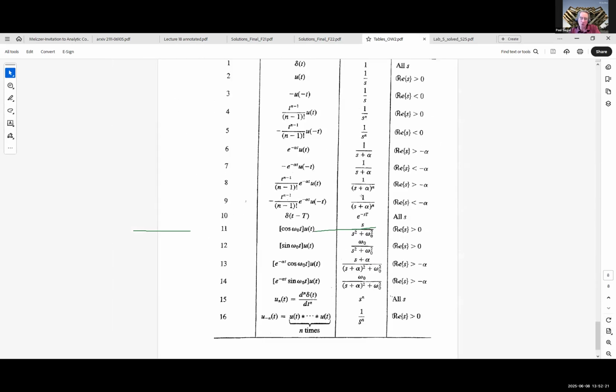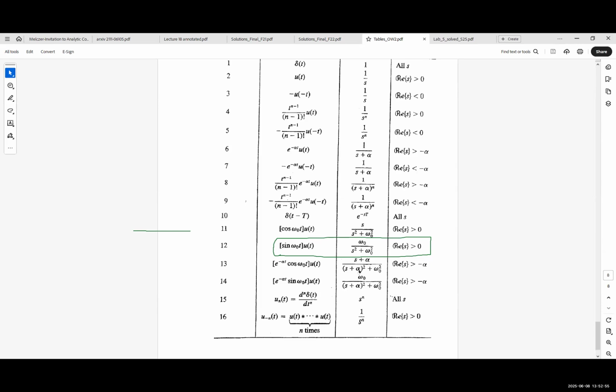For the Laplace transform, we saw there was a particular case in the table, which was 1 over, right here. It was this one, number 12. And that's what we used. And if you get other ones, then you could get other expressions. So if you get something that looked like s over s squared plus omega naught squared, then you'd have a cosine instead of a sine.